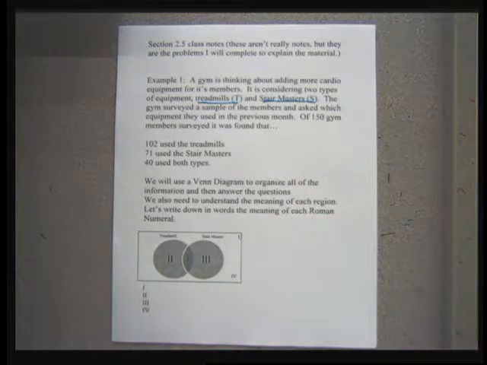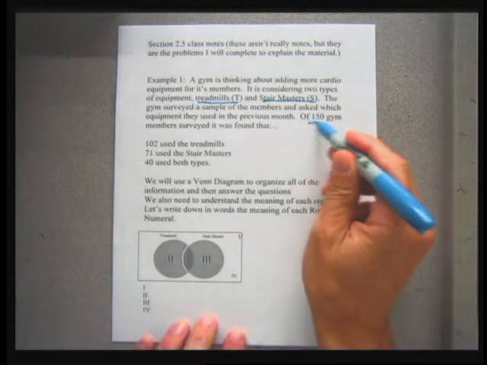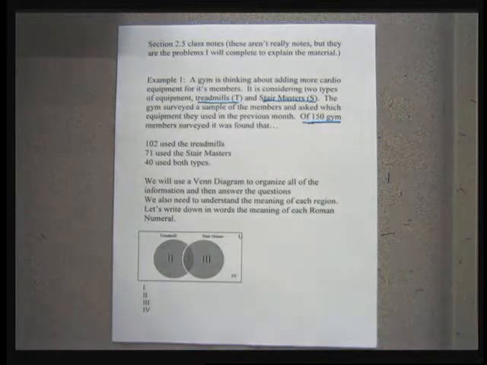They surveyed 150 members, and they asked them if they've used the treadmill, if they've used the Stairmasters. Some of the members said they've used one or the other or both. Some used neither. Specifically, the little paragraph that sets up the problem says that 150 gym members were surveyed.